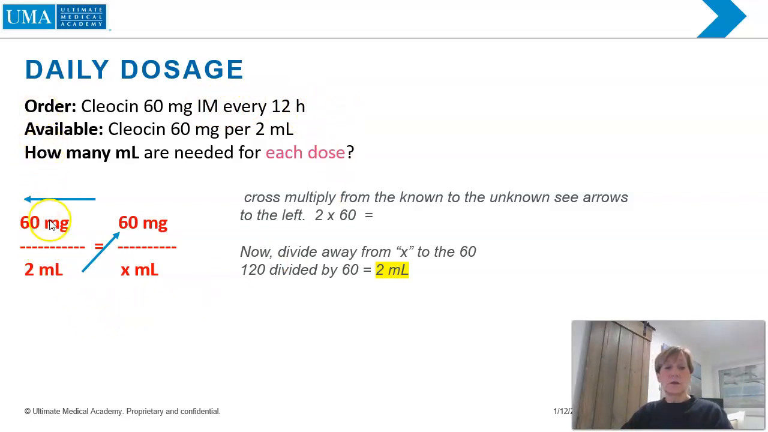So our known here is our 60 milligrams over 2 milliliters. And our patient is going to be needing 60 milligrams, but we don't know how many milliliters, correct? So do our cross multiply and divide. 2 times 60 divided by 60. And what'd you get? Very good. You should have the same answer I have here. 2 milliliters. All right, so you're understanding this easier now?